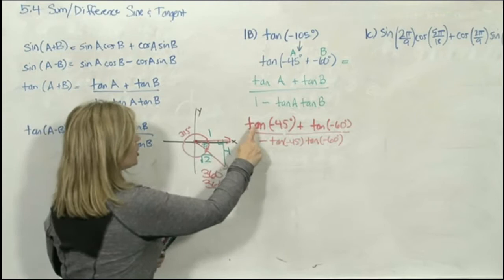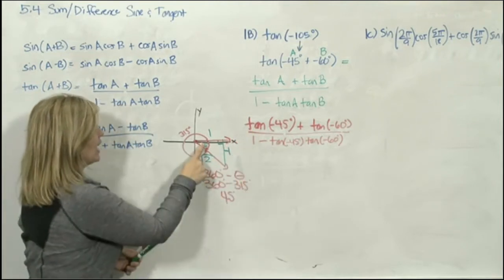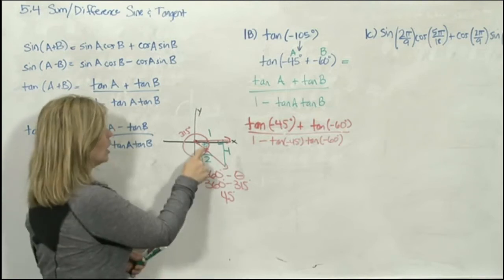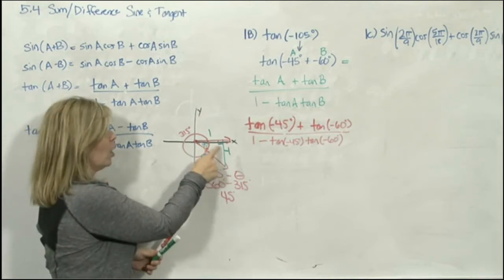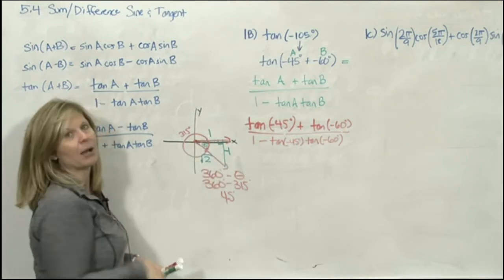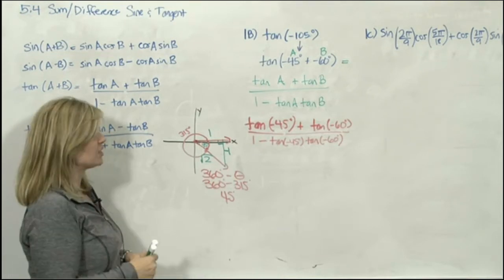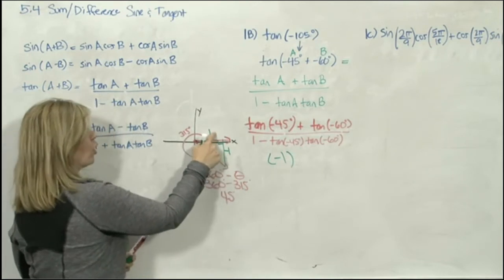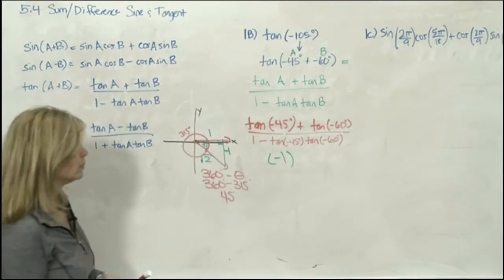To look up tangent, we go back to our definitions. Tangent is y over x or opposite over adjacent. Put your finger on the acute angle. Y over x. That would be negative 1 over 1, which is negative 1. Or if you do it opposite over adjacent, you still get negative 1.